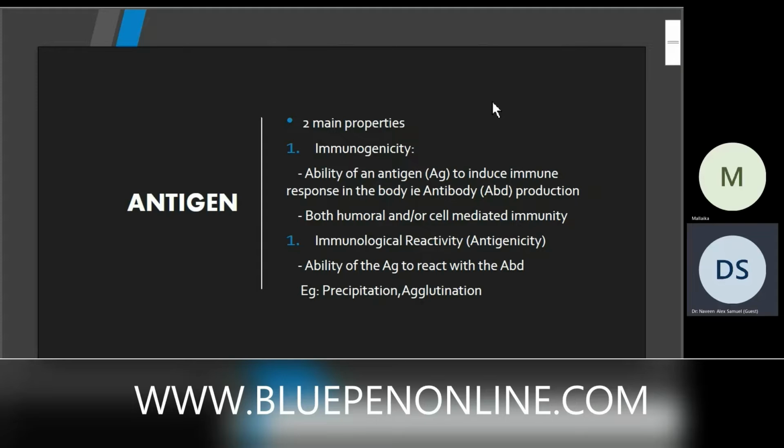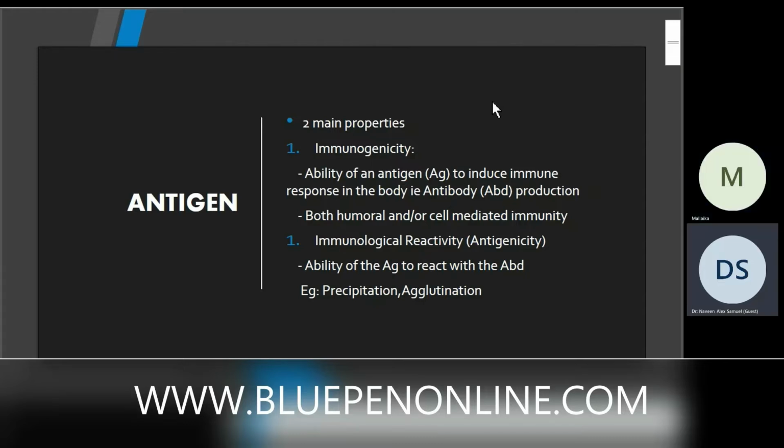I'll rush through the topics today about antigen and antibody. So about antigen I'll be taking right now. You know what an antigen is, right? We have studied it during our histology and everything, the parts of the antigen. So I'll just rush through the topic right now. So what is an antigen? It has two main properties: one is immunogenicity and one is immunological reactivity.